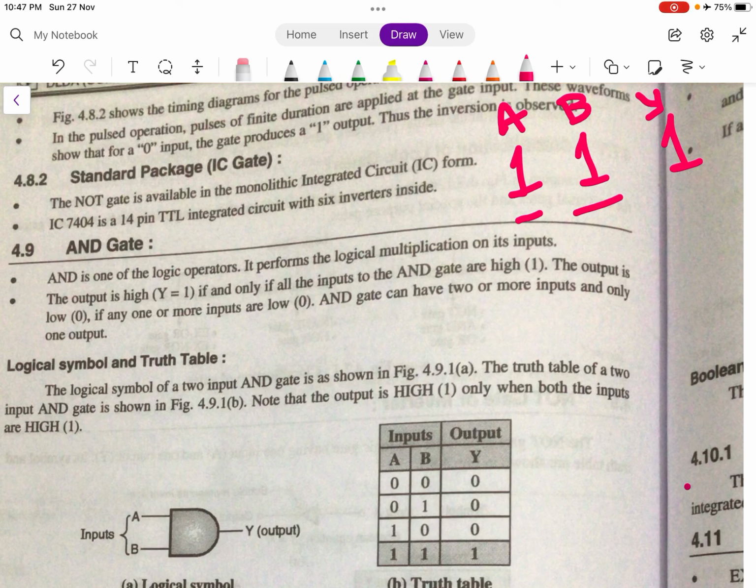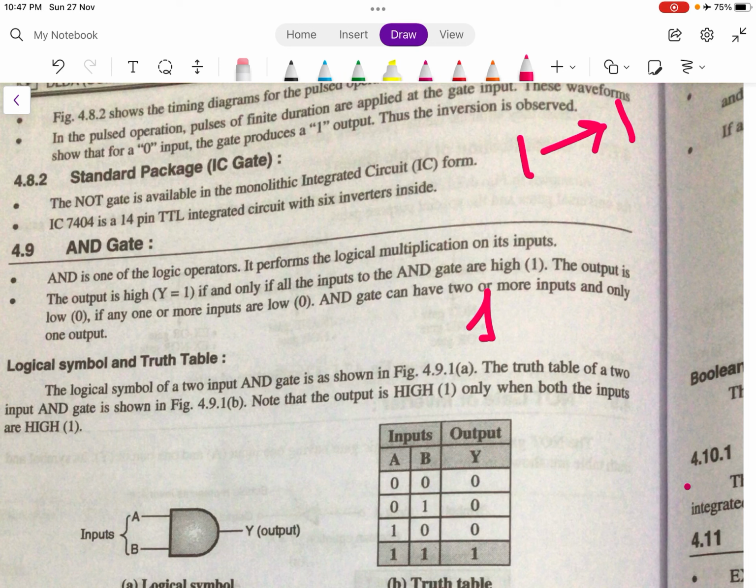The output is low if any one of the inputs is low. If A is low, the output is low. If A and B both are low, output is low. If B is low, output is low. So if any one of the inputs is low, then the output will be low. AND gate can have 2 or more inputs and only one output. Your NOT gate, that was the first gate, had only one input and one output. For AND gate, you can have two or more inputs, but your output is only 1.